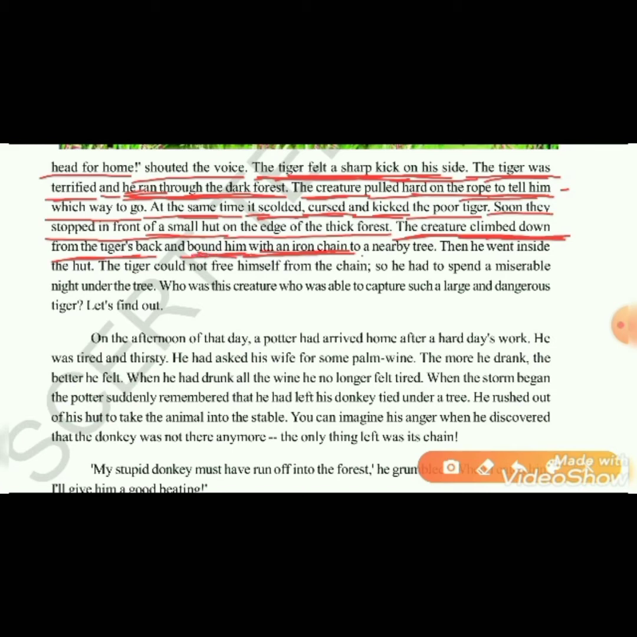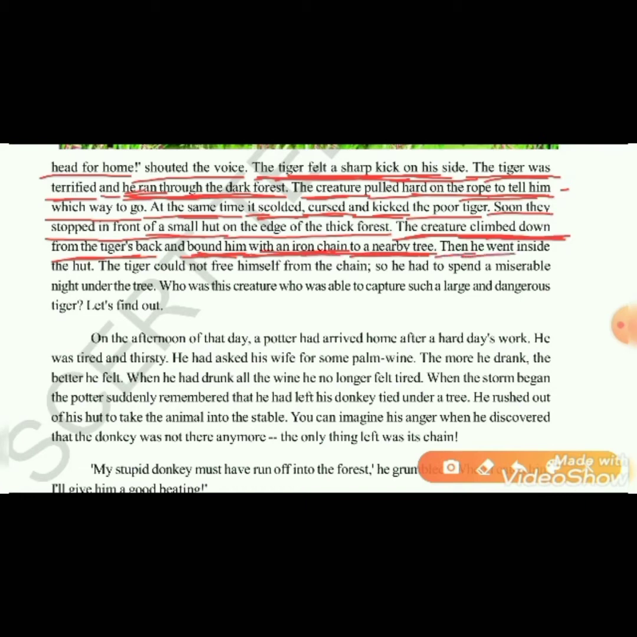Okay? The tiger could not free himself from the chain. So the whole night the poor tiger was trying to escape. But however many times he tried, he failed in each attempt because he was tied with a strong, tight chain. He could not escape. So he could not free himself from the chain. What is the opposite of free?